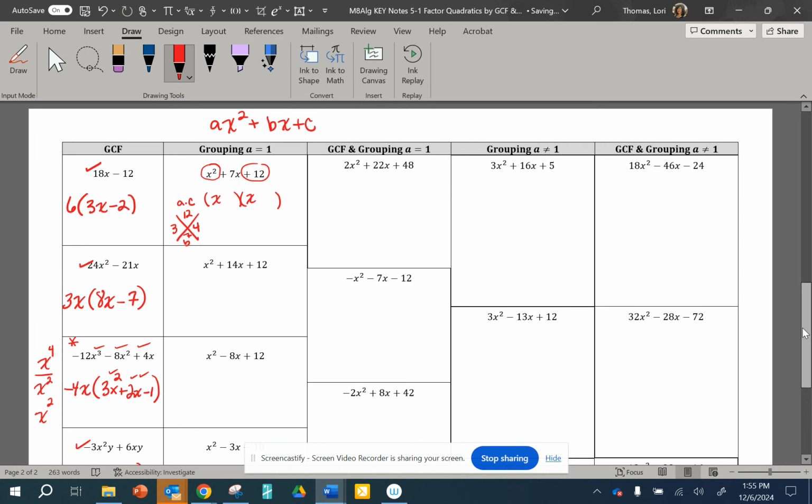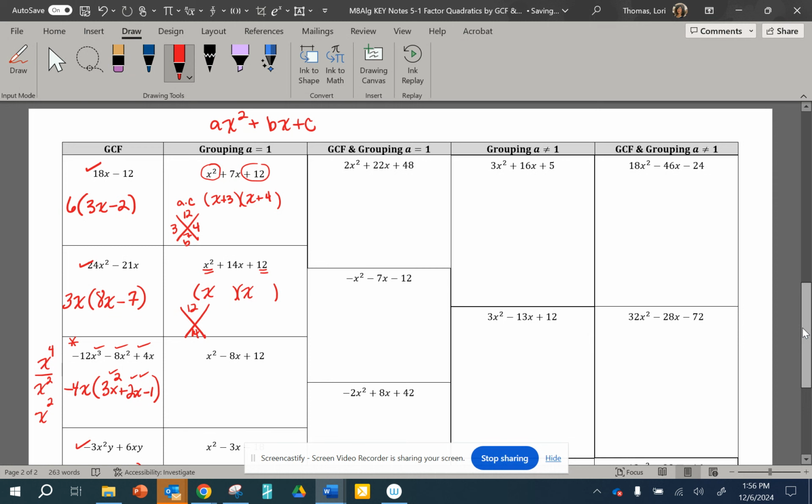So our two linear binomials is going to be x plus 3 times x plus 4. These are the two factors. Our next one, our a is 1, so we can just immediately set up for the linear binomials. We're factoring x squared into x and x, and we're going to factor 12. So A times C is the top product, and B is our sum.